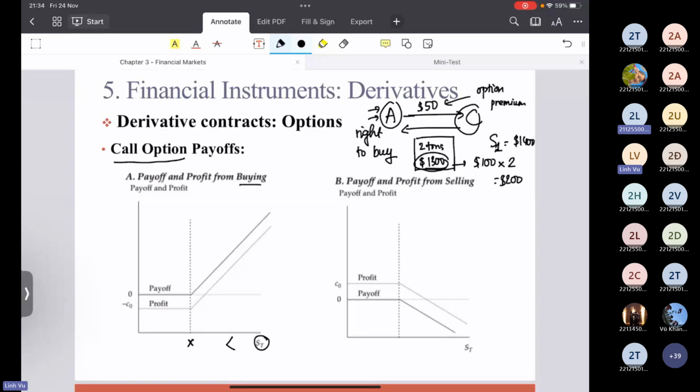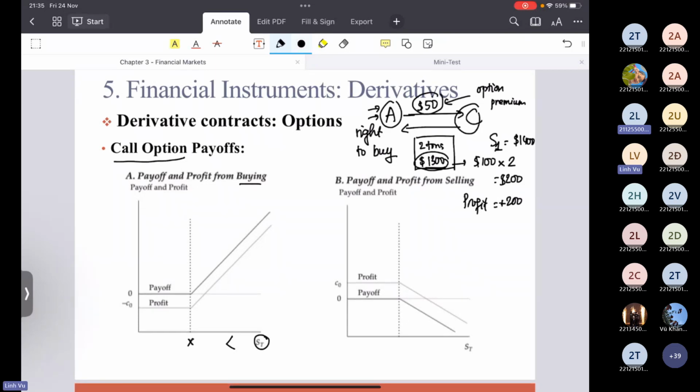Okay, but at the beginning of the contract, he already paid $50 as the option premium to party C. So basically, the profit for party A in this case is the $200 cash inflow, what he saved from participating in the contract, minus 50, which is what he has to pay to the seller. So the profit of party A in this case is only $150. Okay, so the profit here for the case of $1,400 is only this one, 150.